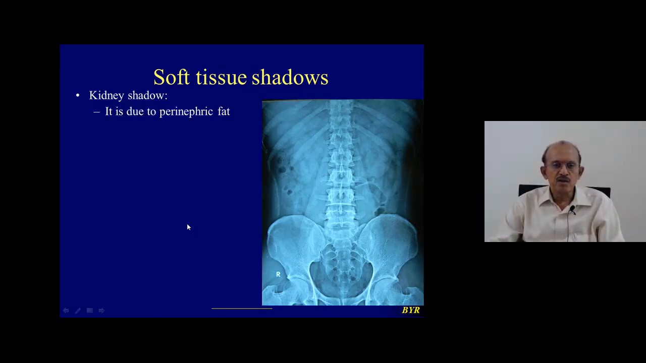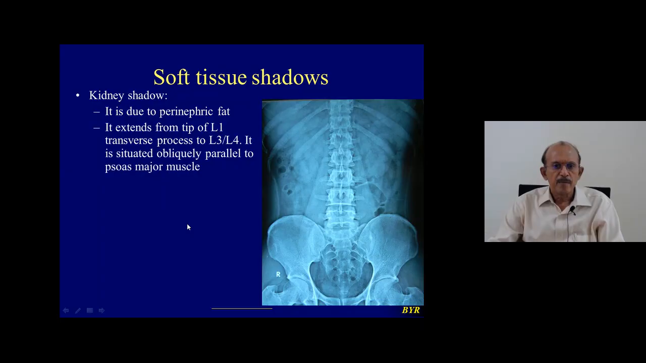Kidney shadow is due to the perinephric fat. It extends from the tip of the L1 transverse process to L3 or L4. It is situated obliquely, parallel to the psoas major muscle. So this is the kidney shadow. It is situated obliquely, parallel to the psoas major muscle.